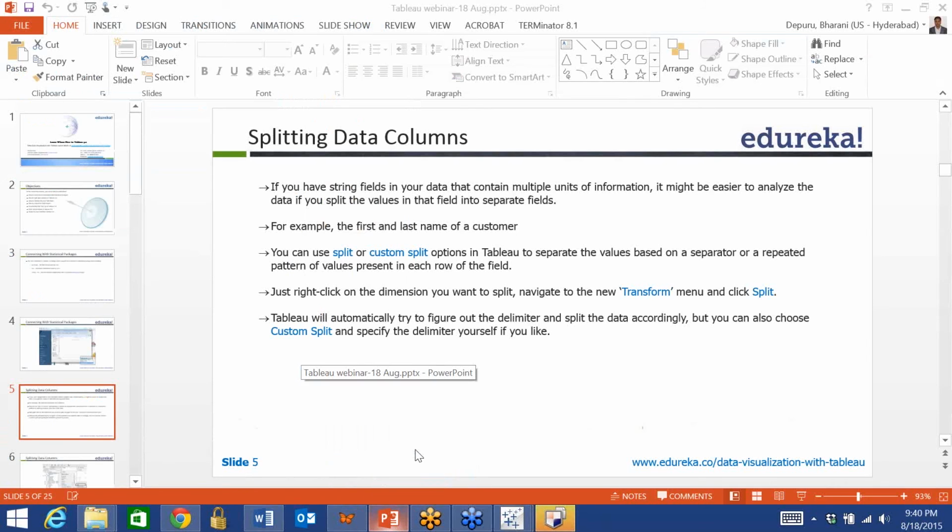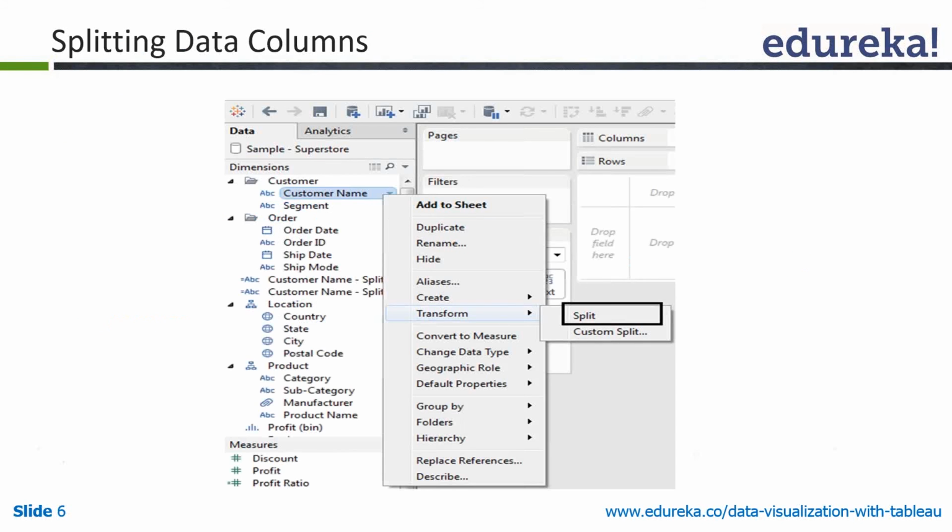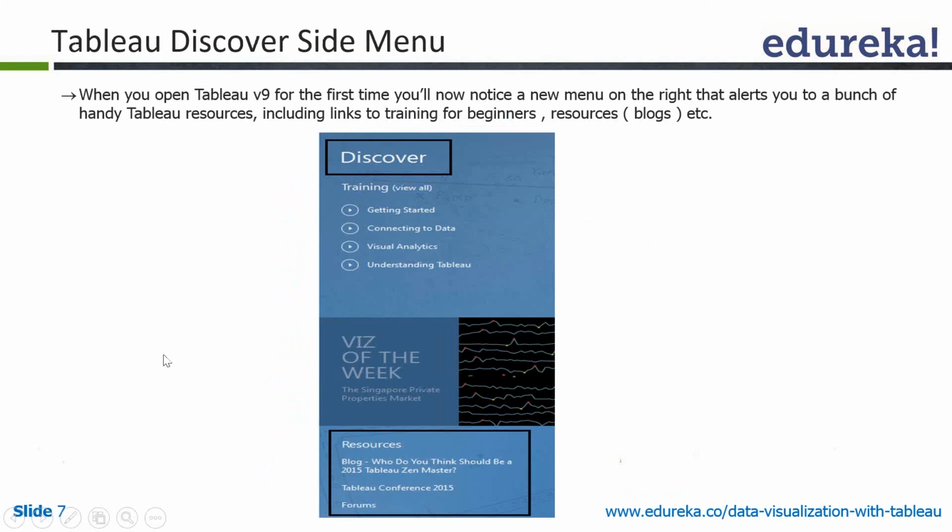Now let me go back to the Tableau deck once again, and let us run through the next thing. So this is the same visualization, right, which we have done. Just right click on dimension name, go to transform and click on split. You can also do a custom split. Here in Tableau 9, for the first time, there is a right menu. On the right side, you'll have these options.